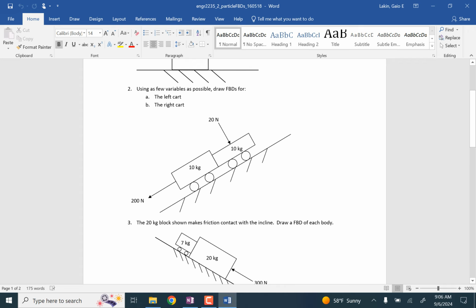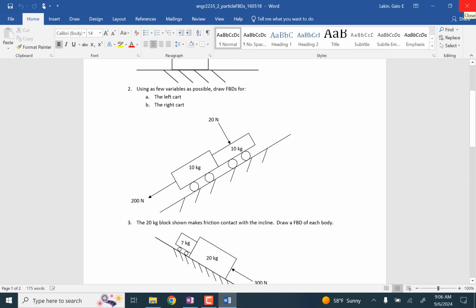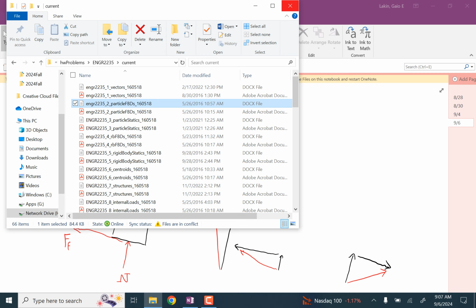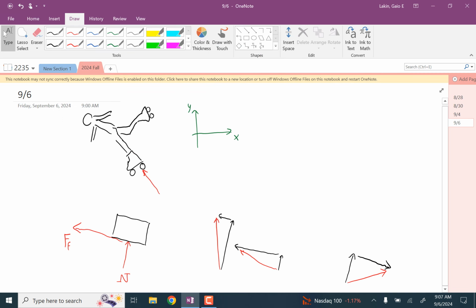Free body diagrams would never have anything but forces and couples on them. Okay, so I need to change that. I'm going to make a note of that. All right. Any other questions? Those were both of my questions.